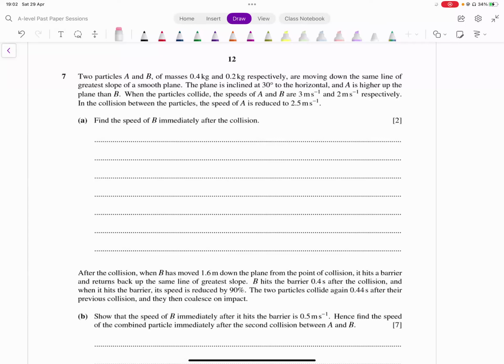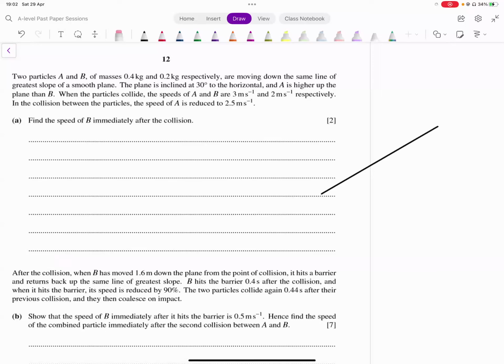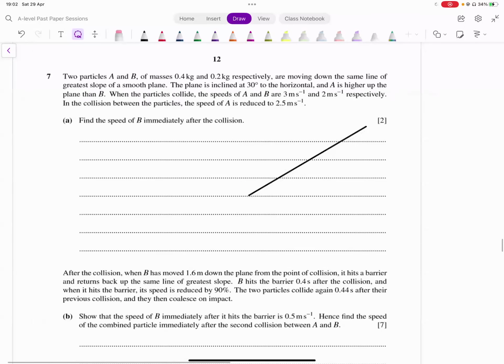Okay, let's actually draw this because that will help us understand the situation better. So it's an inclined plane like this. On the inclined plane the particles are going down like this. The plane is inclined at 30 degrees to the horizontal. So this angle that we have here is 30 degrees. A is higher up the plane than B. Okay, so if A is here, then B may be here, let's say. We have their masses given, 0.4 kg and 0.2 kg respectively.